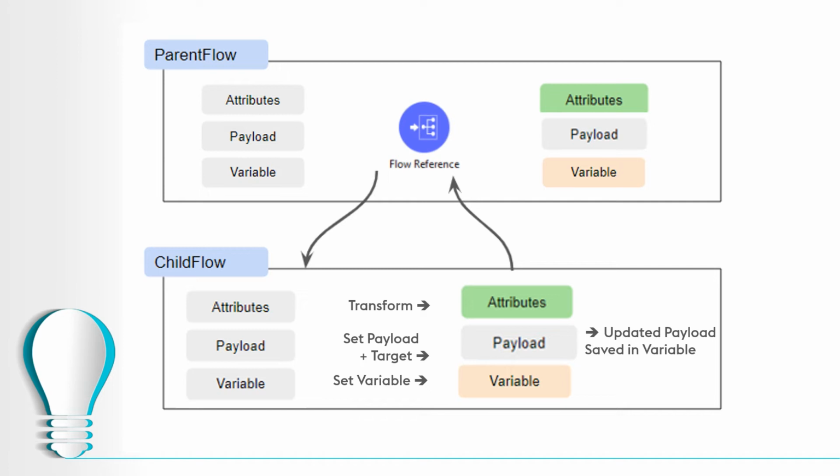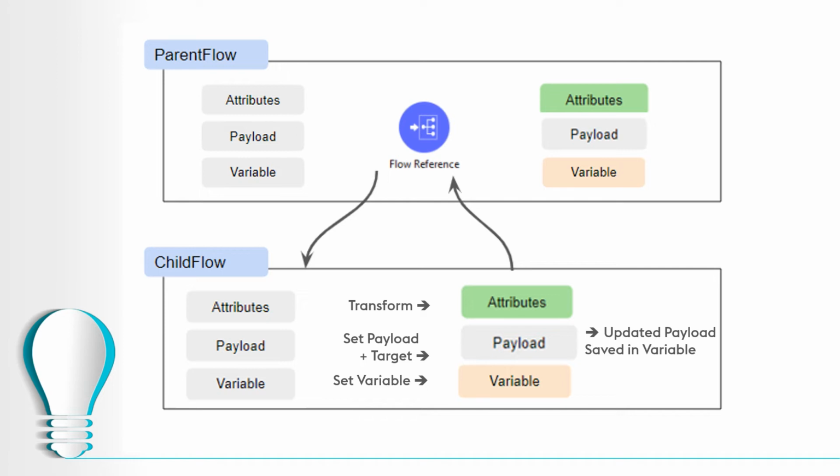Now, if you're using transform activity for updating attributes, you can transform your attributes. If you're using set payload within your child flow, your payload will be updated. But in this case, when you're updating your payload, the updated payload is saved in a target variable with the name that is given by you in the target location. And again, let's see the last part as well. And variable, if you are using set variable in your child flow, then your variable will be changed.